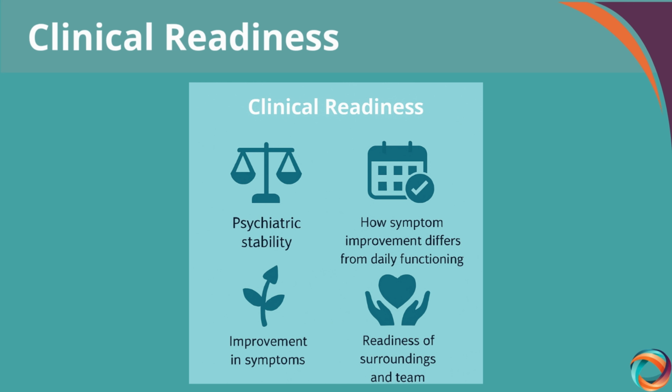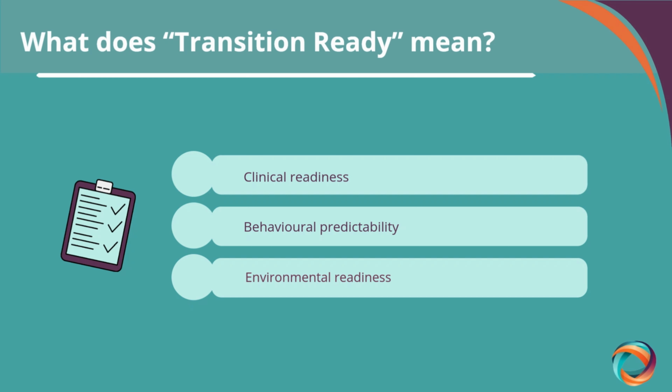When we ask if someone is transition ready, we're not just asking whether they are stable, we're asking whether the system around them is ready. Clinical readiness, behavioral predictability, and environmental readiness all need to align. A person may be clinically stable, but if the environment or the supports are not prepared, the transition may still fail.